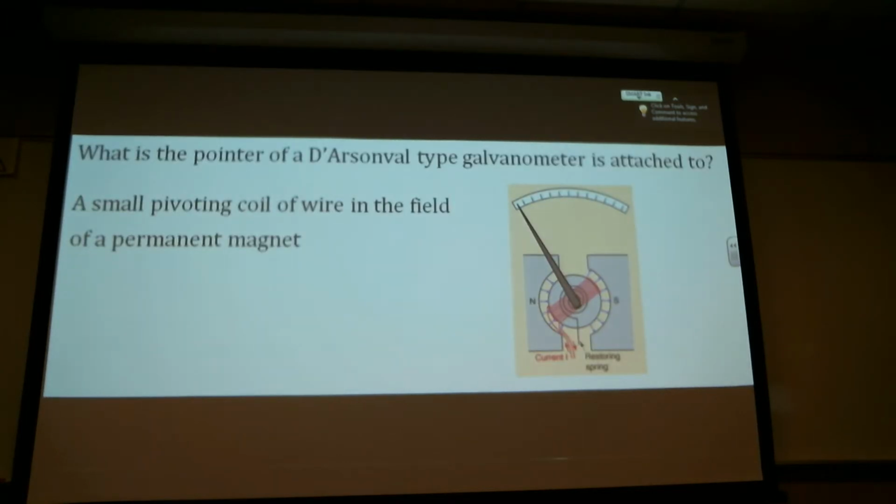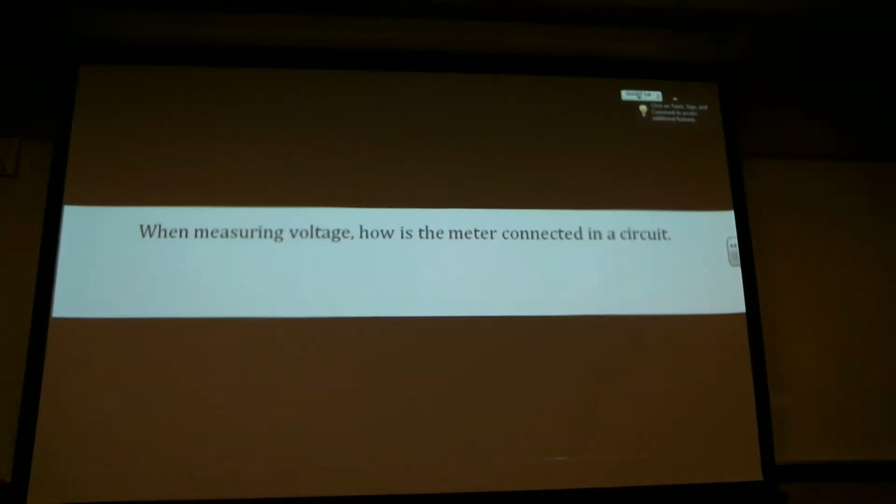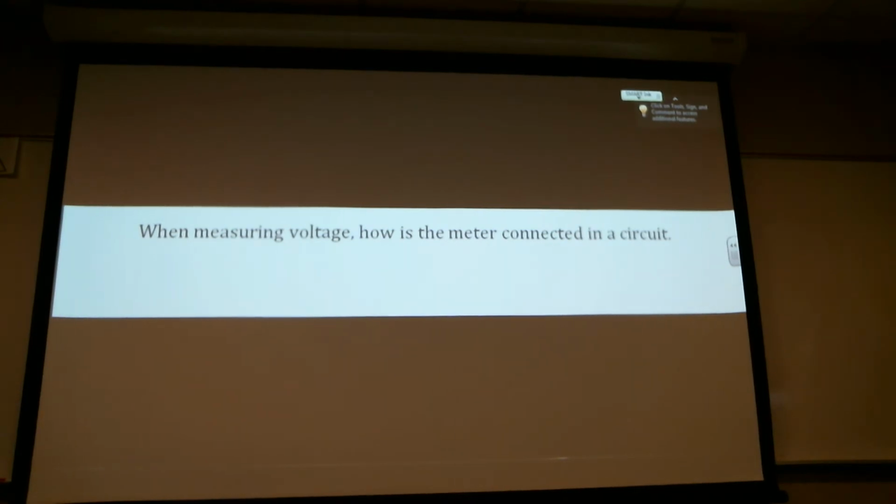What is the D'Arsonval type galvanometer made of? A small pivoting coil of wire in the field of a permanent magnet. When measuring voltage, how is the meter connected in circuit? When measuring voltage, is it series or parallel? It's parallel, because I want to see one of those words, series or parallel.